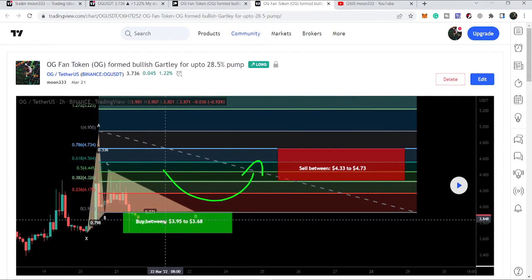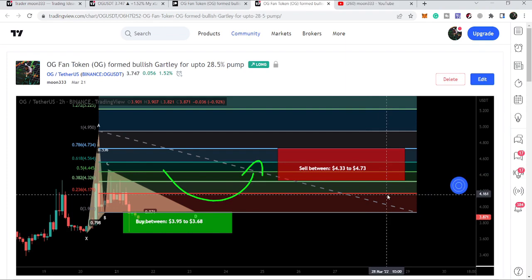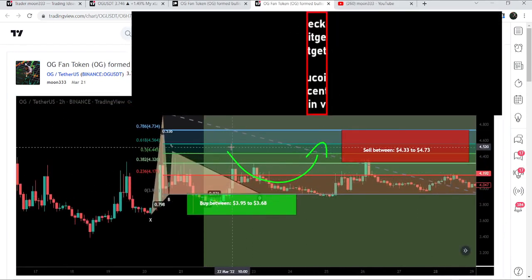You can see our buying zone was from $3.95 and goes to $3.68, and our sell targets were from $4.33 and goes to $4.73. Now I've played this chart, and you can see the price line was moving at that time at $3.87, and it rallied here up to $4.52.